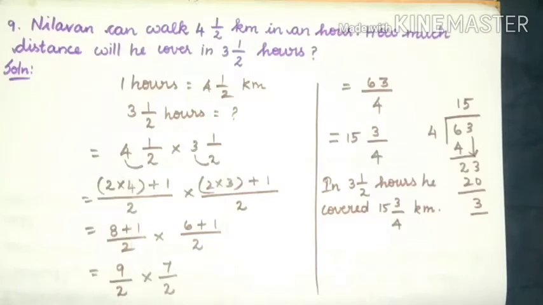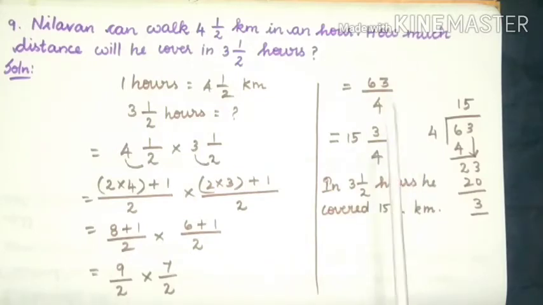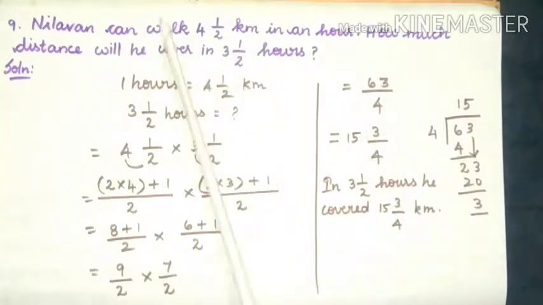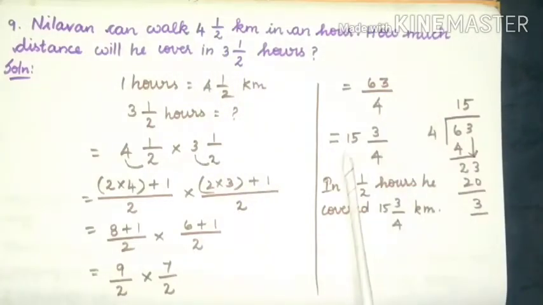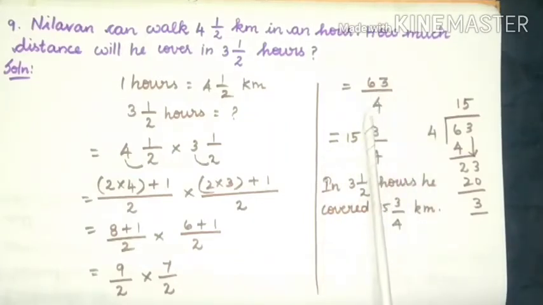For that you have to multiply these two fractions. First you have to change this mixed fraction into an improper fraction. That is 9 by 2 into 7 by 2. 9 7s are 63, 2 2s are 4. Here the given question is in the form of a mixed fraction, so you have to change this answer also into a mixed fraction. So the mixed fraction of 63 by 4 is 15 3 by 4. Nilavan covers 15 3 by 4 kilometers in 3.5 hours.